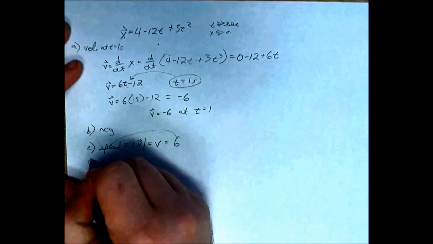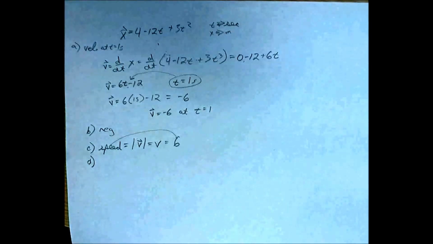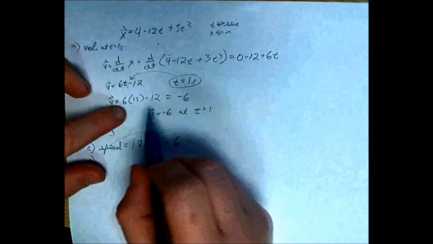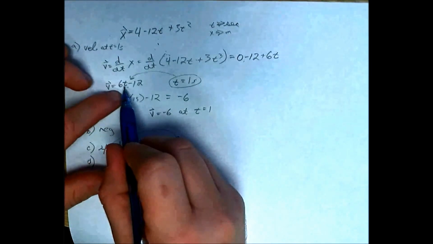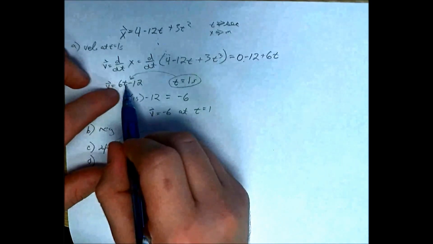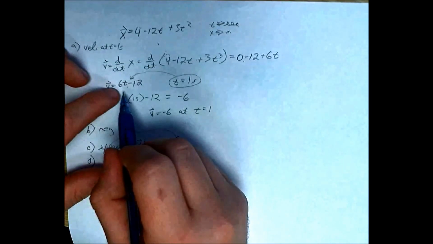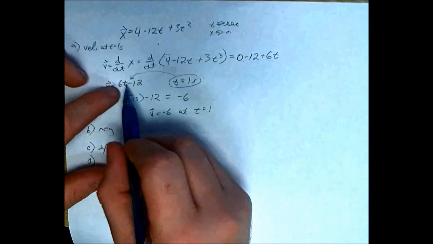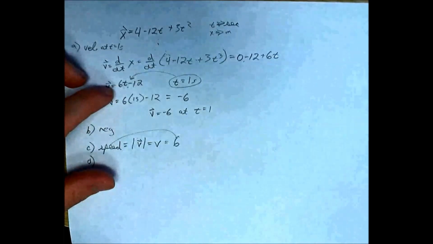D, is the speed increasing or decreasing? Well, let's look at this. Okay, so we're looking back at the function here. At 1 second, the velocity is negative 6. At 2 seconds, it would be 12 minus 12 is 0. At 3 seconds, it would be 18 minus 12, so that would be what? Positive 6 meters per second.